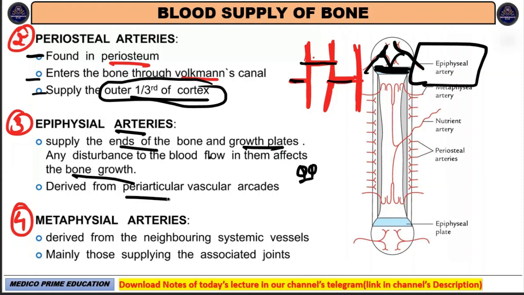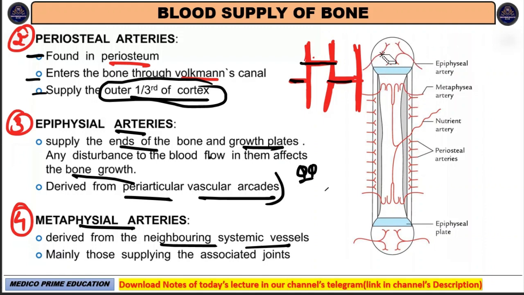It is derived from the periarticular vascular arcades. Next, the metaphyseal artery is derived from the neighboring systemic vessels, mainly those supplying the associated joints. Okay, so this is all about the long bones.